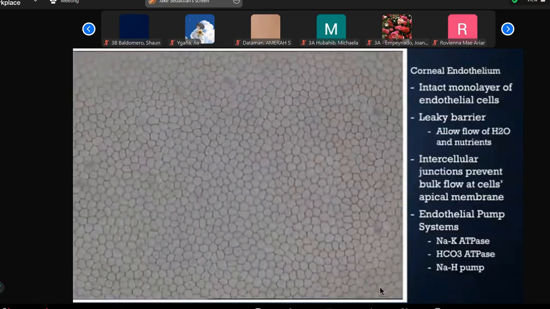So when we do this, this is a specular microscopy. This is how organized the stroma and the endothelium are. So this is a healthy endothelium because you see the cells are uniform in size. They're monolayer, single layer. And you see here the sodium potassium ATPase, the bicarbonate, and the sodium hydrogen pump. You're free to take screenshots, I don't mind.